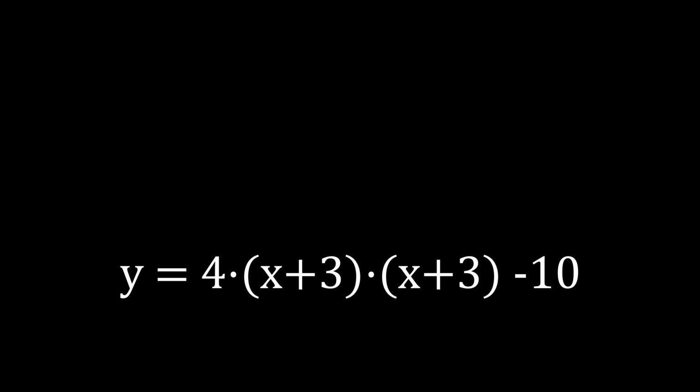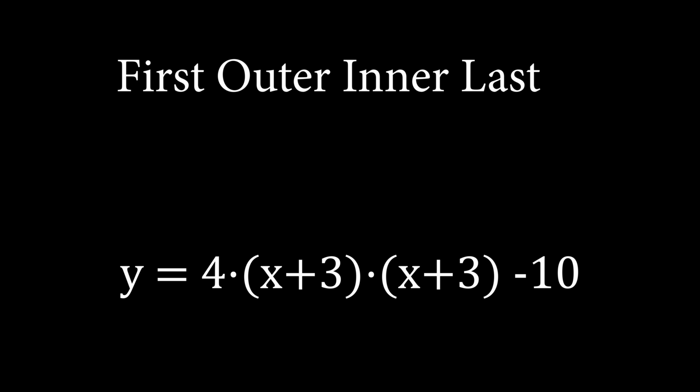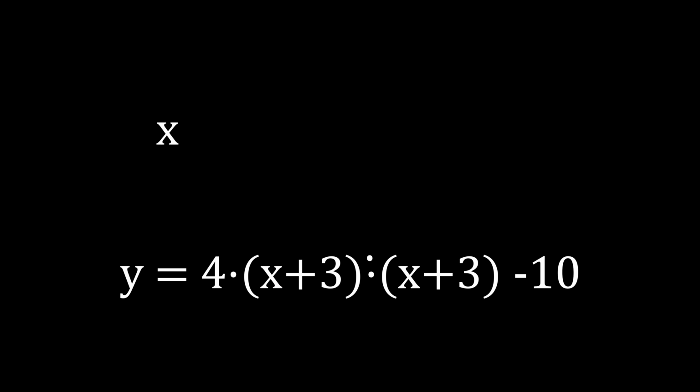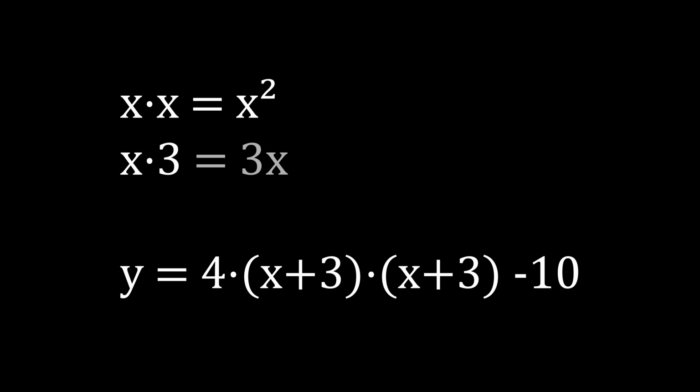Since it's now a binomial, we can use the FOIL method to multiply the parentheses together. FOIL stands for first, outer, inner, last. So let's multiply the first number in each parenthesis first. X times x equals x squared. Then let's use the x of the first parenthesis and multiply it with the outer number in the last parenthesis, like so. Then we get x times 3 equals 3x.